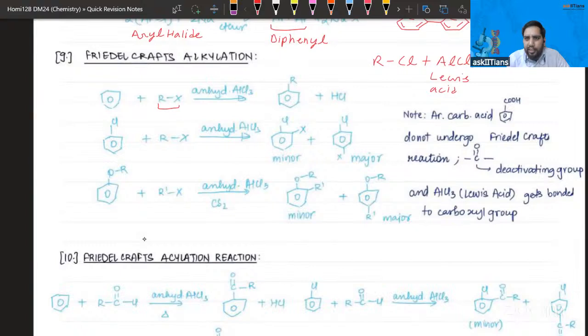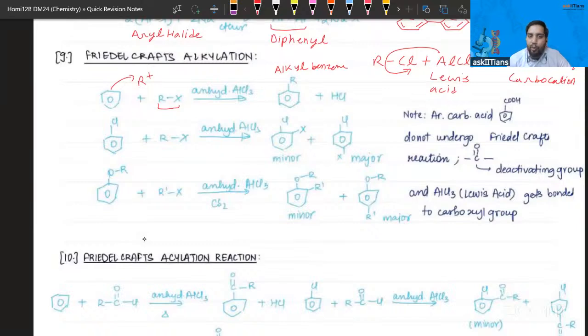So what is the work of AlCl3? It abstracts the chloride ion and forms an electrophile. There will be production of an electrophile, which is a carbocation here. Here the electrophile is a carbocation, and we know benzene is a very good reagent for electrophilic substitution reactions. So R positive is going to attack benzene, and we are going to get alkyl benzene as the product, and the side product will be HCl.